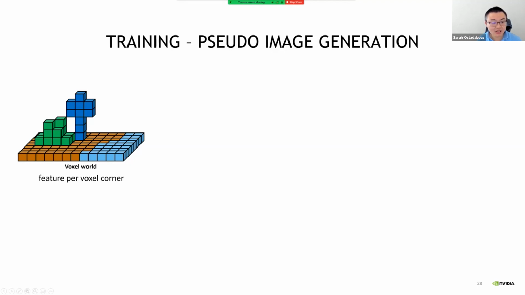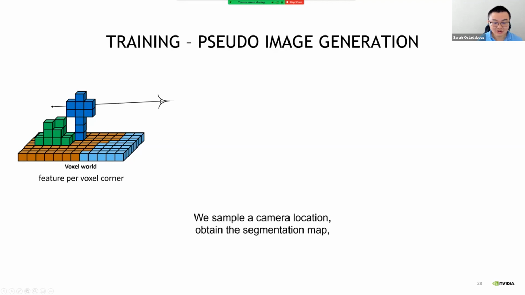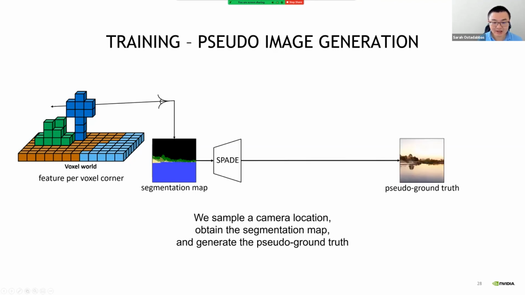This voxel world, right? We have a feature vector for each corner. Okay, and when we want to convert a ray to a color, we first do projection to get a segmentation mask. And what we do next is to use SPADE. SPADE is the method for converting photo segmentation masks to photorealistic images.